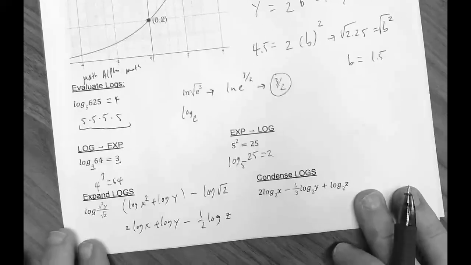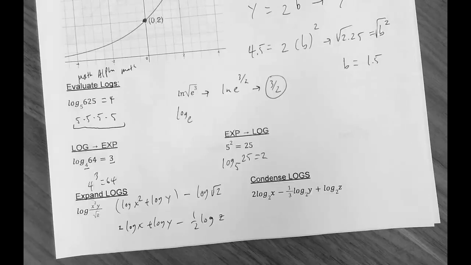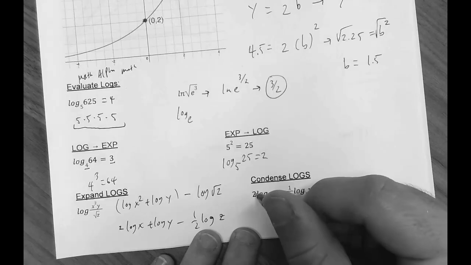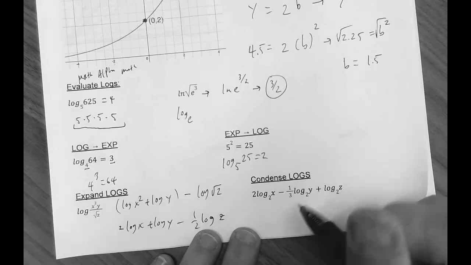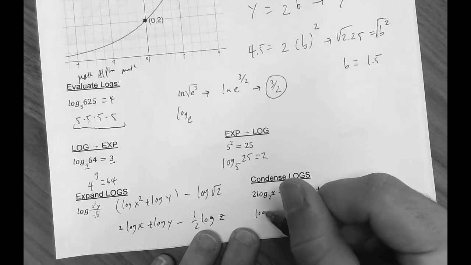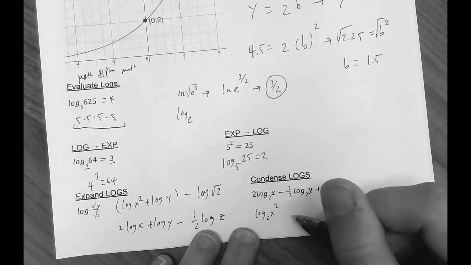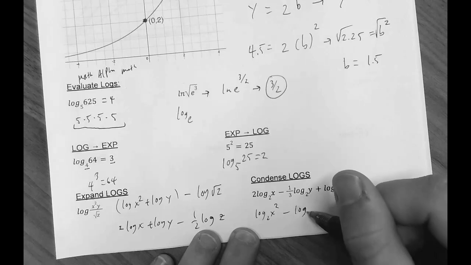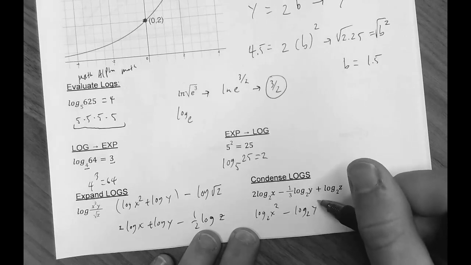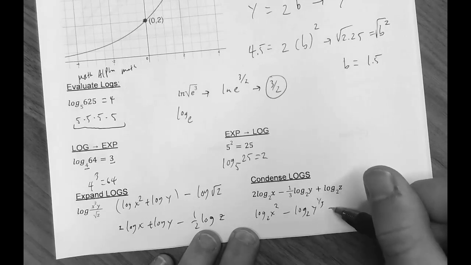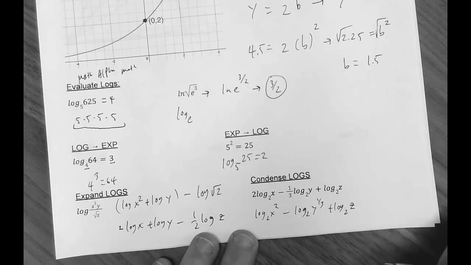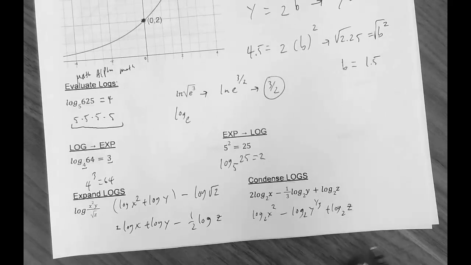Okay. Condensing logs. We would say, well, we can move these coefficients out to the power, so we can have log 2x squared minus log 2y to the 1/3 plus log z.